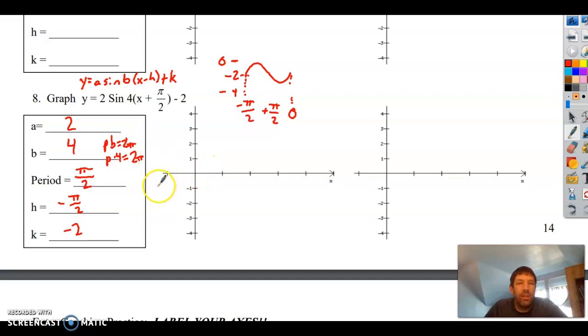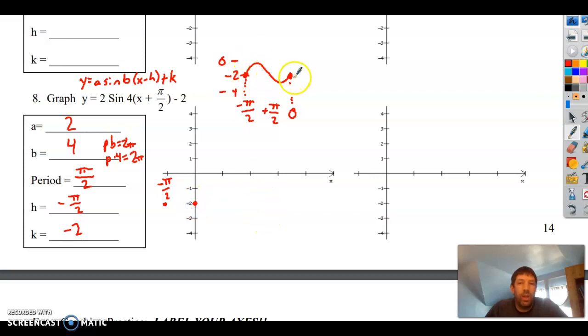So if we say that this is negative pi over 2 and this is 0, then our entire cycle is going to fit in between these 2 points. Okay, we're starting at negative 2, so we're going to start down here at negative 2, and we're going to use the 5-point method. So we're starting here at negative 2, we're also ending at a height of negative 2, and we know that's at 0. So we can put another point there.